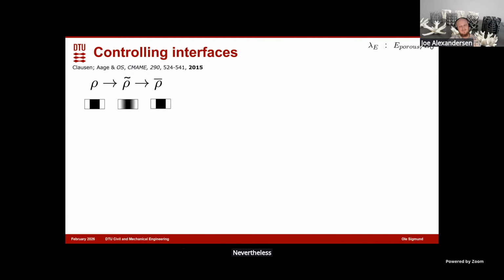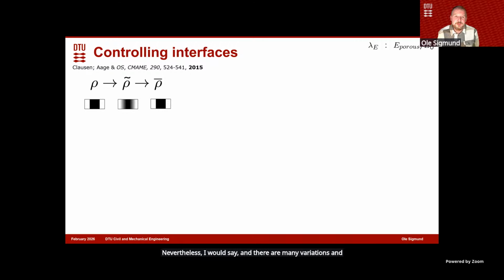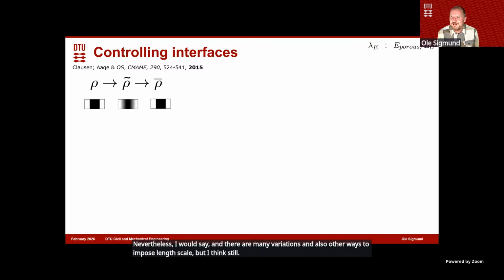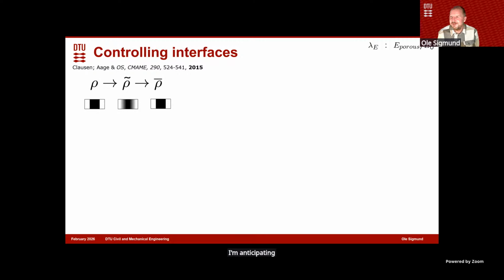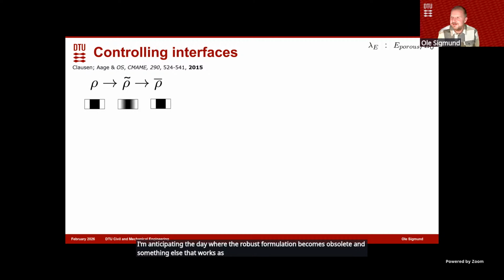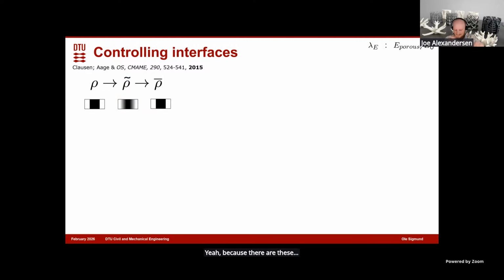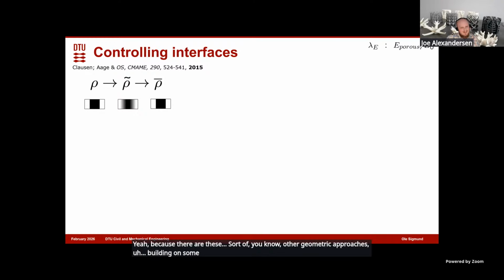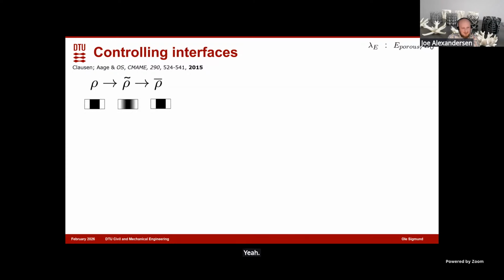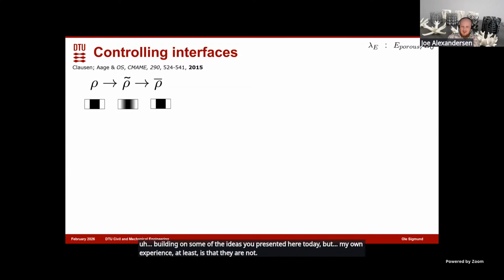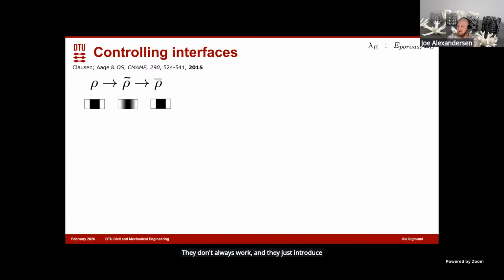Nevertheless, there are many variations and also other ways to impose length scale, but I'm still anticipating the day where the robust formulation becomes obsolete and something else that works as well and is stable and gives good designs will come up. So I think there's still an option for something even better turning up. Yeah, because there are other geometric approaches building on some of the ideas you presented here today. But my own experience, at least, is that they don't always work, and they just introduce even more parameters that need tuning.